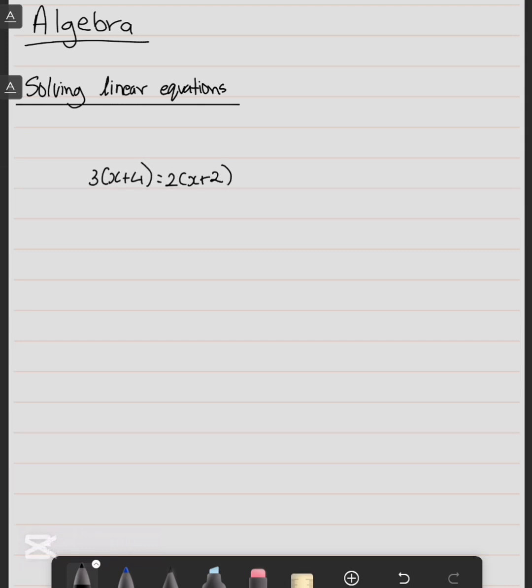Now let's try an example with double brackets. We do the same thing and expand them with our double crab claw method, and we get 3x plus 12 equals 2x plus 4. We get all the x's to one side and all the normal numbers to the other side, and then we get x equals minus 8.